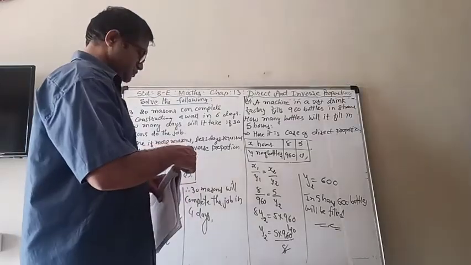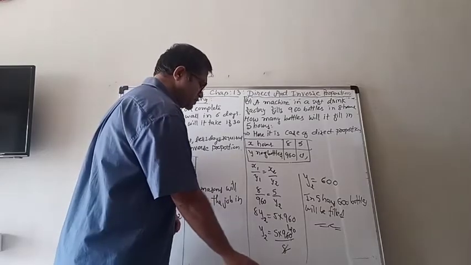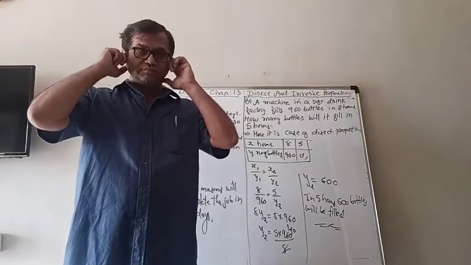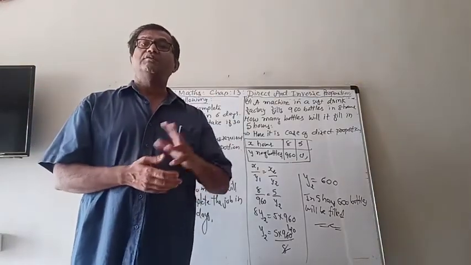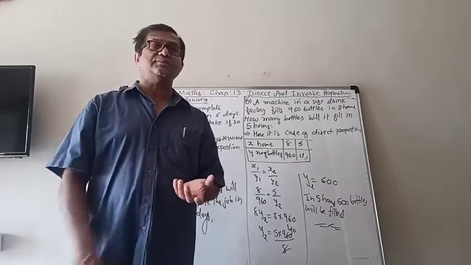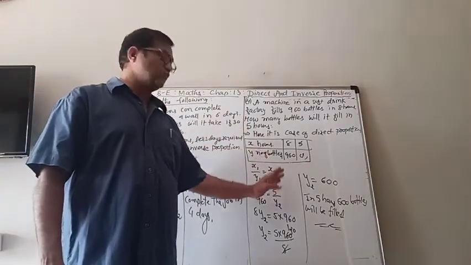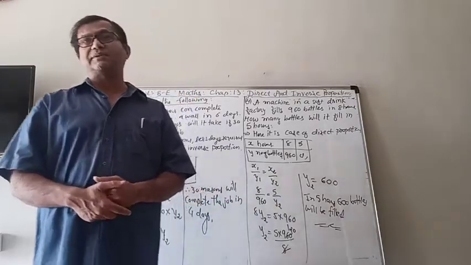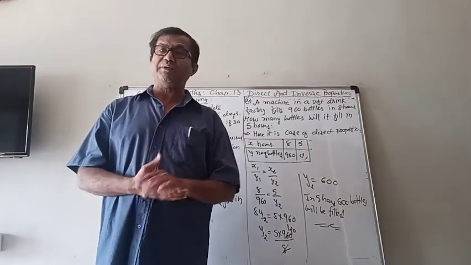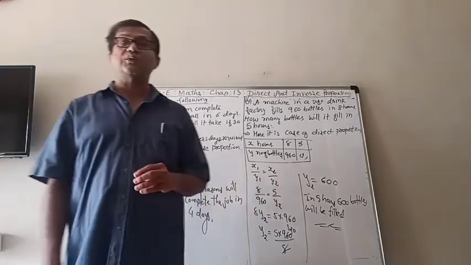So this chapter is a little difficult, but not actually. If you understand the proportion, either direct or inverse, then you know that in direct proportion we take x1 upon y1 is equal to x2 upon y2, then do the cross multiplication and find the final answer. And if it is inverse proportion, we take the product, means x1 y1 is equal to x2 y2.